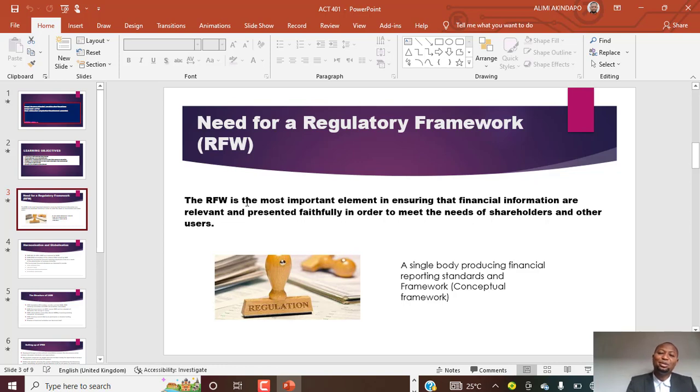So the financial statement prepared by an organization is for the consumption of what? Of the users. And who are the users of this financial statement? The investors, the creditors, the governments, the tax authorities, etc. By doing this, there should be a single body producing the financial reporting standard for financial statements and its framework. And the framework we are talking about is the conceptual framework.